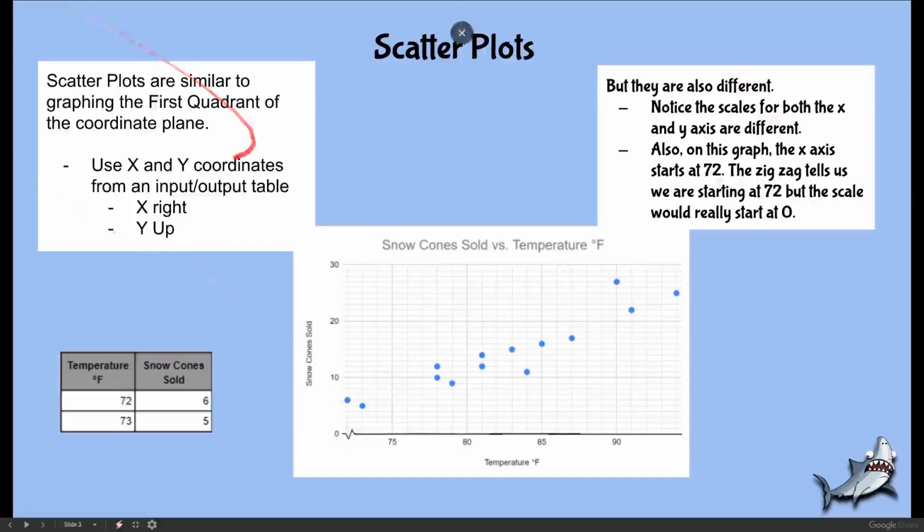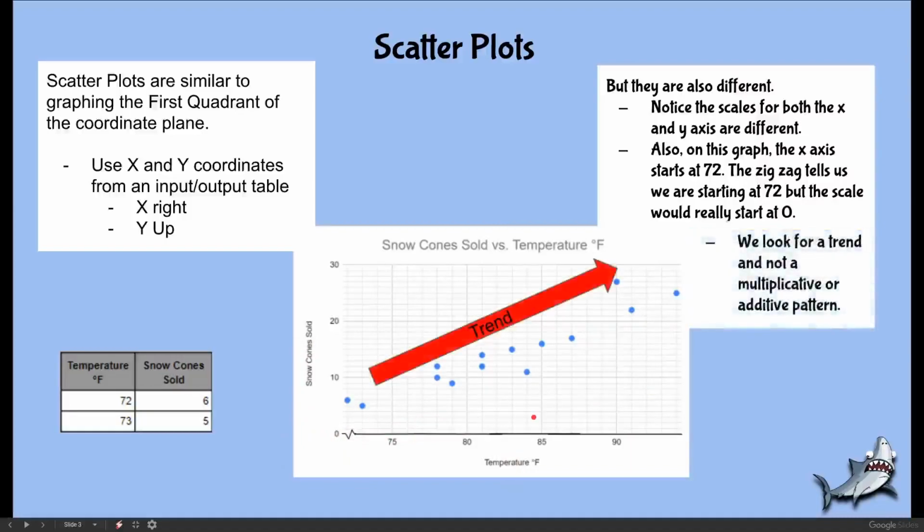If you remember when we did our first quadrant, the scales going up the y-axis and over the x-axis were the same. They were always the same. In this case, they do not have to be. Also, there are my arrows. I'm just pointing that out.